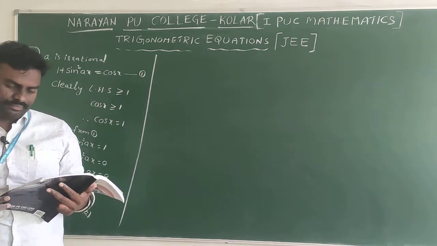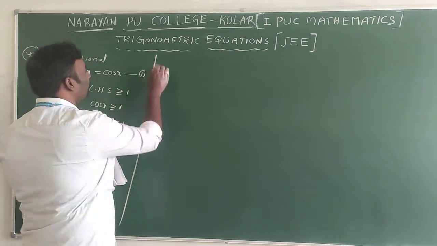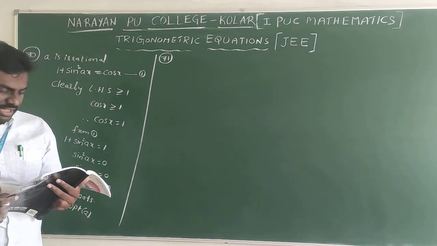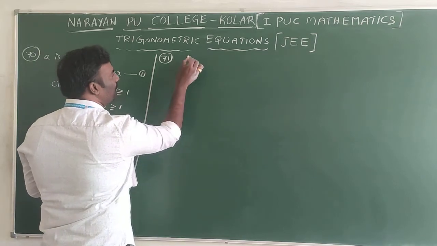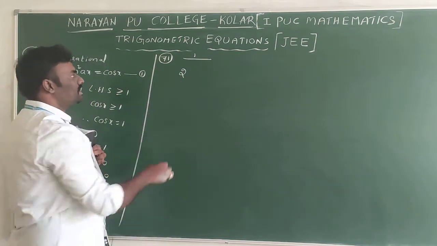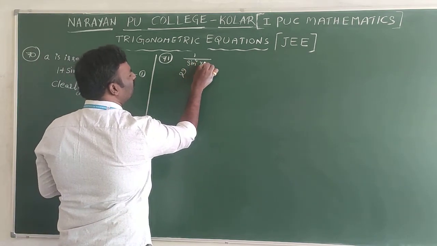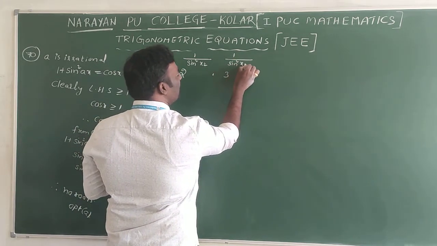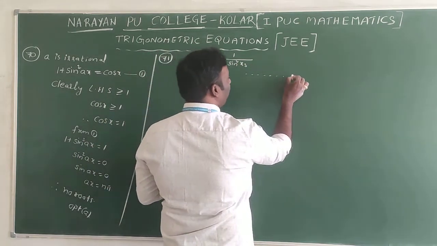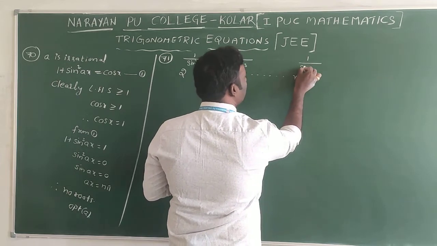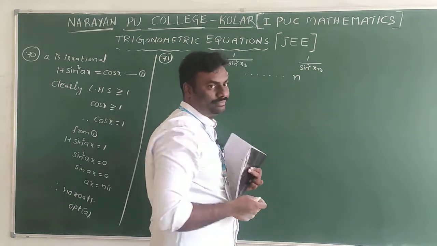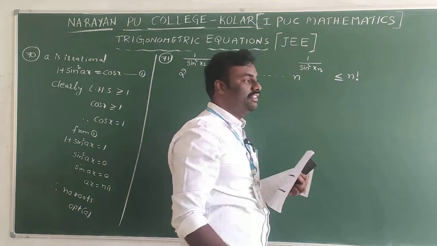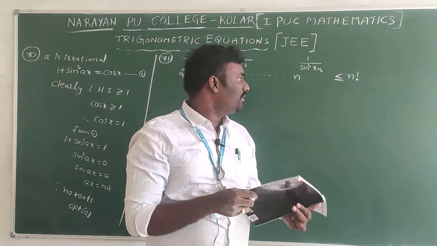Next, 71. In question 71, the number of solutions of the inequality 2 power 1 by sin square x2 into 3 power 1 by sin square x3 and so on, n power 1 by sin square xn, is less than or equal to n factorial. Then find the number of solutions.